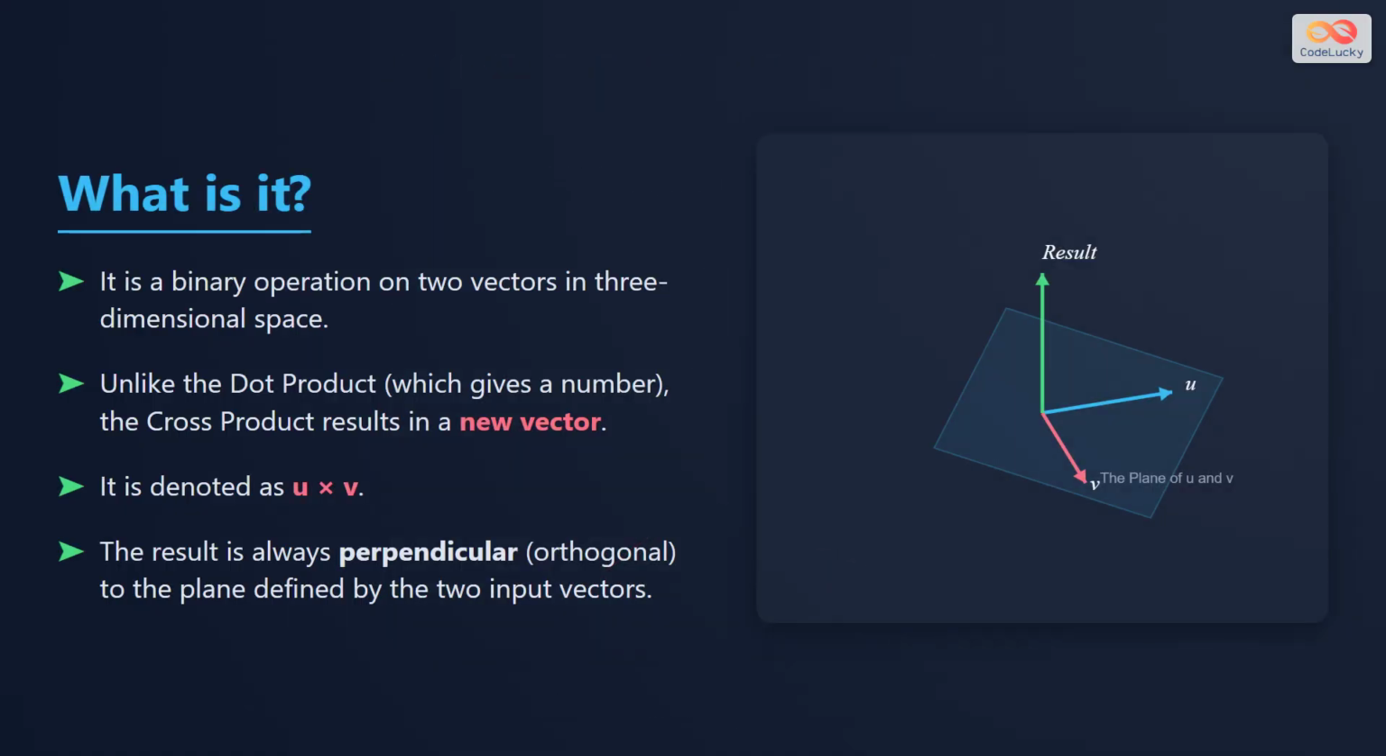So, what exactly is the cross product? It is a binary operation on two vectors in a three-dimensional space. The most important thing to remember is that unlike the dot product, which gives you a scalar number, the cross product results in a brand new vector. This new vector has a very special property. It is perpendicular or orthogonal to the plane created by your two input vectors, u and v.